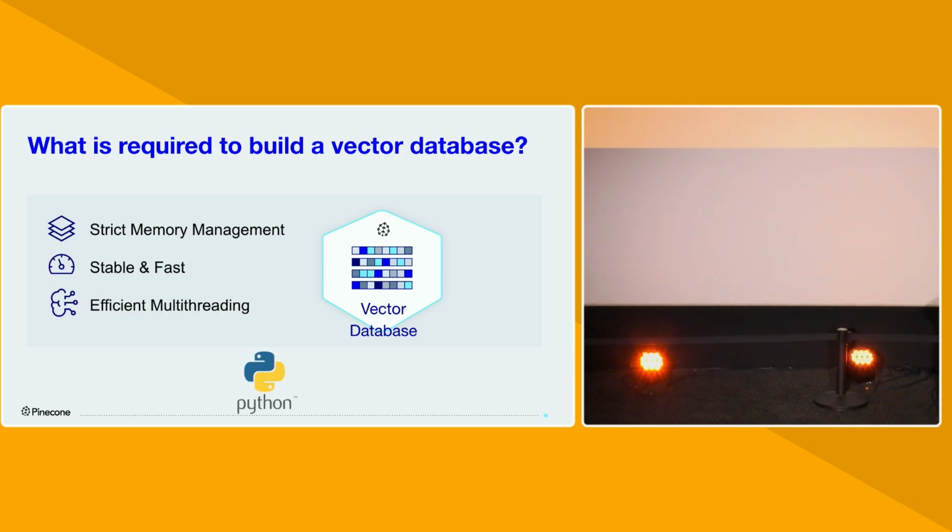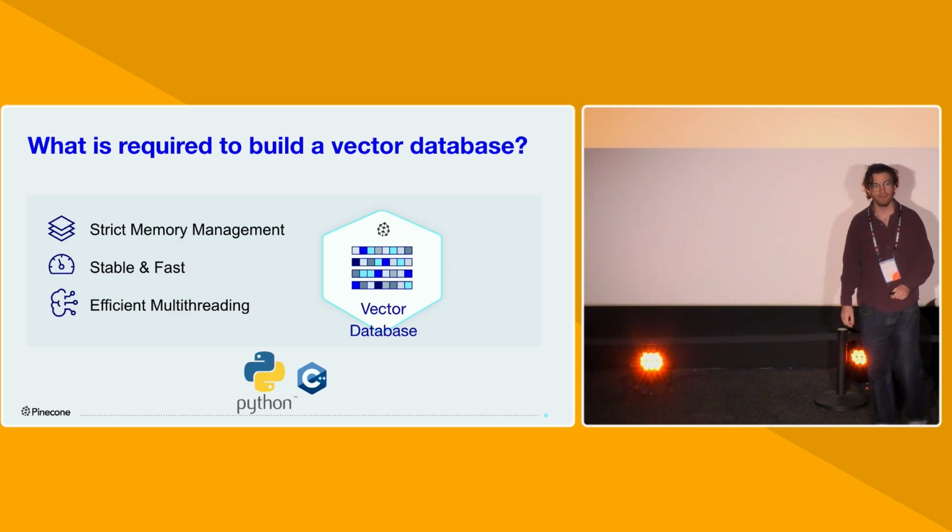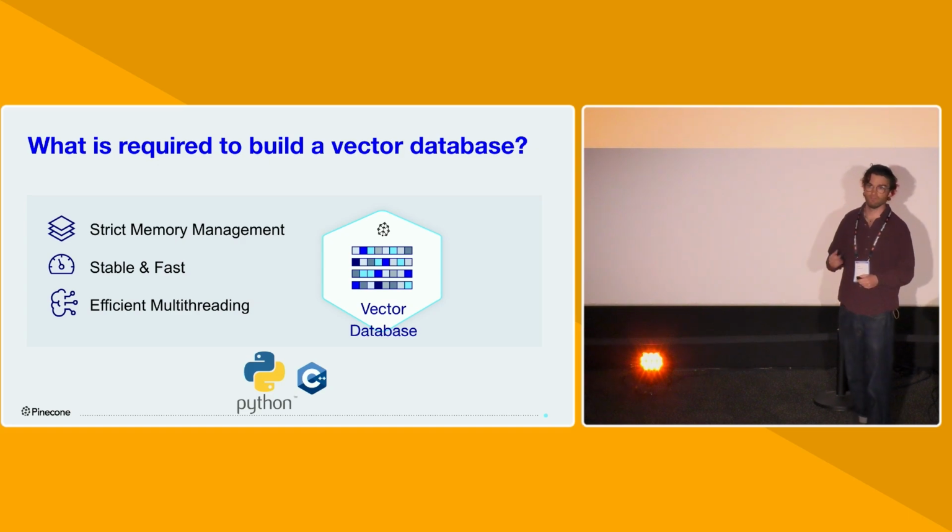I'm just going to switch to this. So we started with Python and C++ as our stack. It seemed like a reasonable choice at the time. We had our high-performance algorithms written in C++, and then the code wrapping around them in Python. But ultimately, it didn't give us strict memory management, fast and stable performance, or efficient multi-threading.